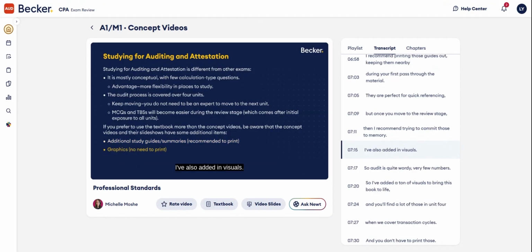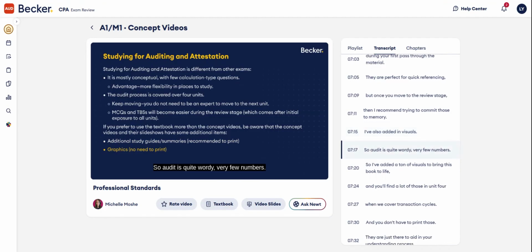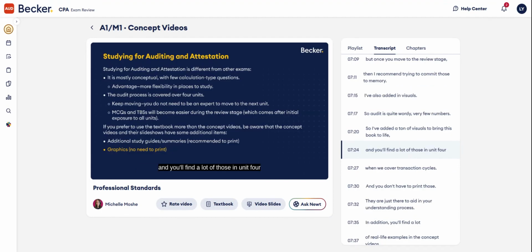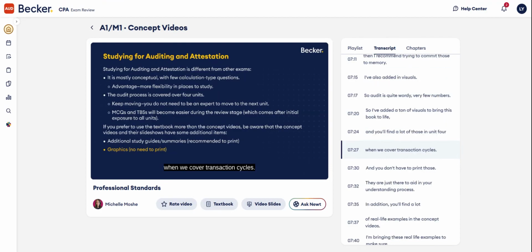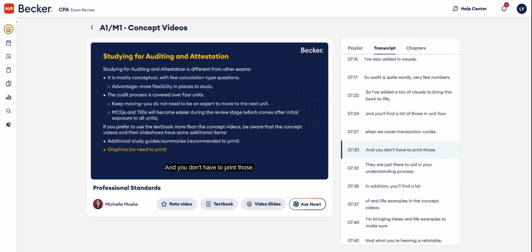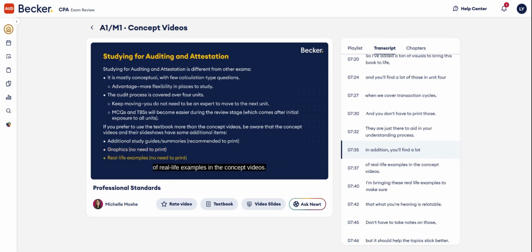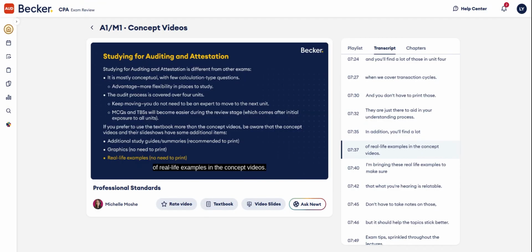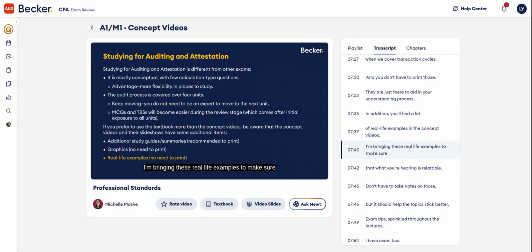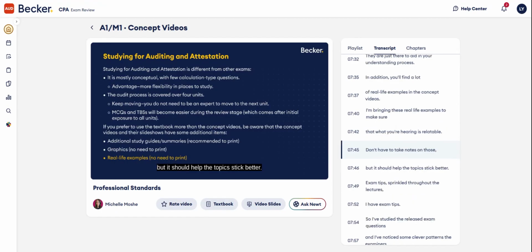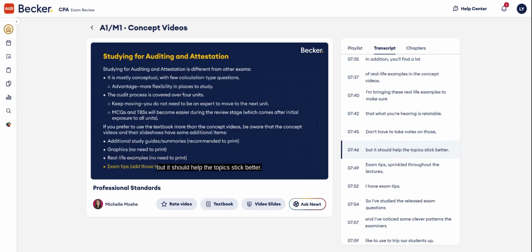I've also added in visuals. So audit is quite wordy, very few numbers. So I've added a ton of visuals to bring this book to life. And you'll find a lot of those in Unit 4 when we cover transaction cycles. And you don't have to print those. They are just there to aid in your understanding process. In addition, you'll find a lot of real-life examples in the concept videos. I'm bringing these real-life examples to make sure that what you're hearing is relatable. Don't have to take notes on those, but it should help the topic stick better.